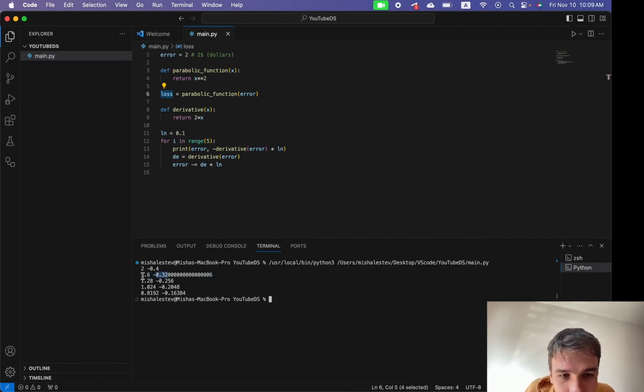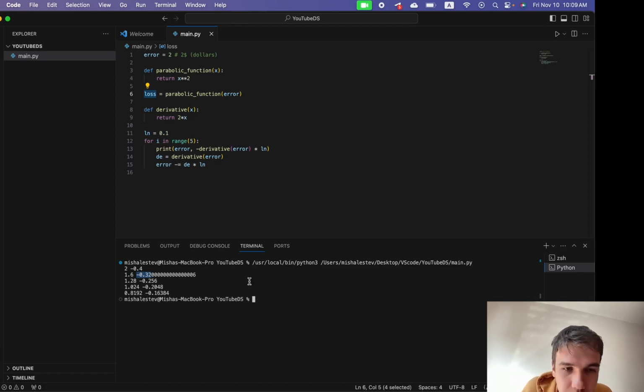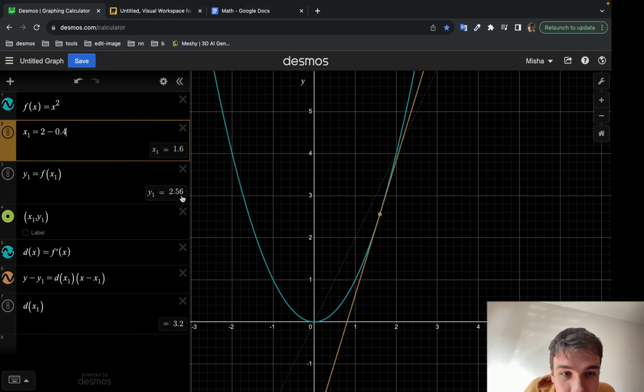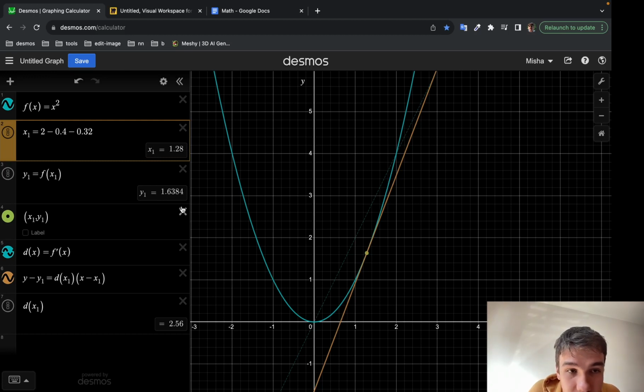So now from our 1.6 we subtract 0.32. Doing this, our x becomes lower, our derivative also becomes lower, and our loss becomes lower. Again, look at the loss. Our loss was 2.56 and right now it becomes 1.63. So minus 0.4 and minus 0.32 results in 0.72.